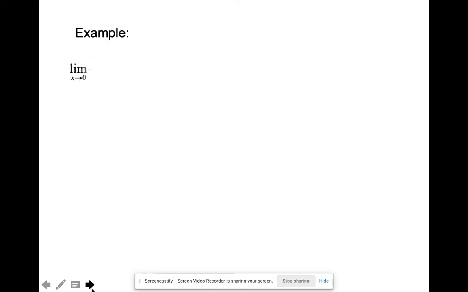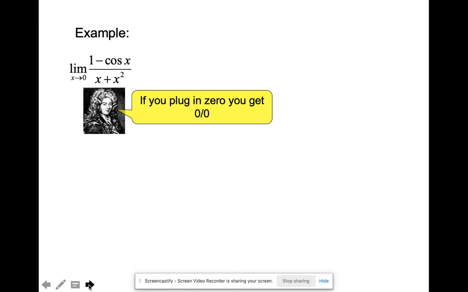So here's an example. Take a moment to copy that down. The first thing you do is plug in. Always, whenever you're doing any limit problem, you plug in first. So you're plugging in 0 for x, cosine of 0 is 1, 1 minus 1 is 0, and of course 0 plus 0 squared is 0. So I get the indeterminate form. Yep, come on in, Guillaume.